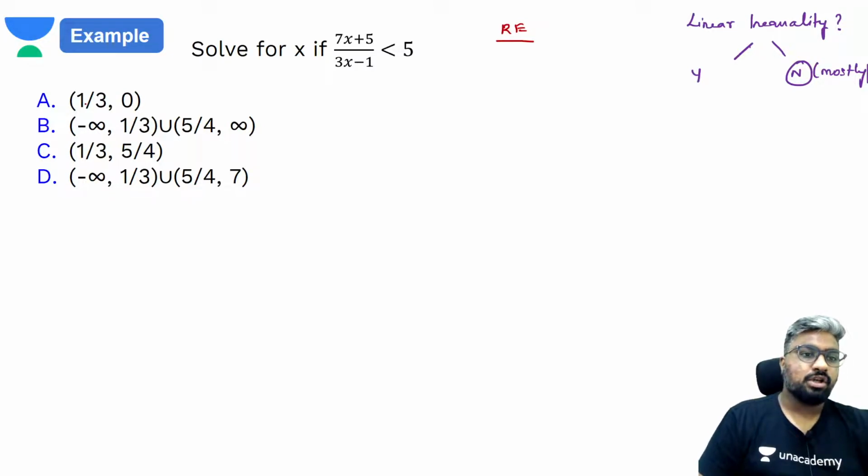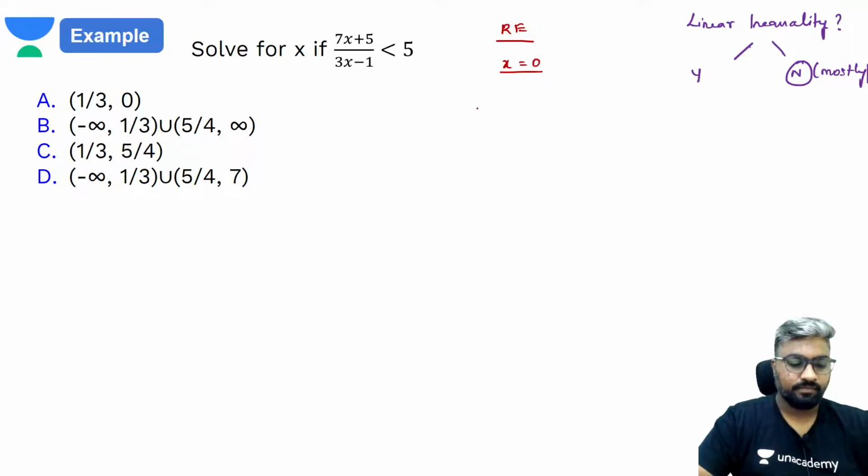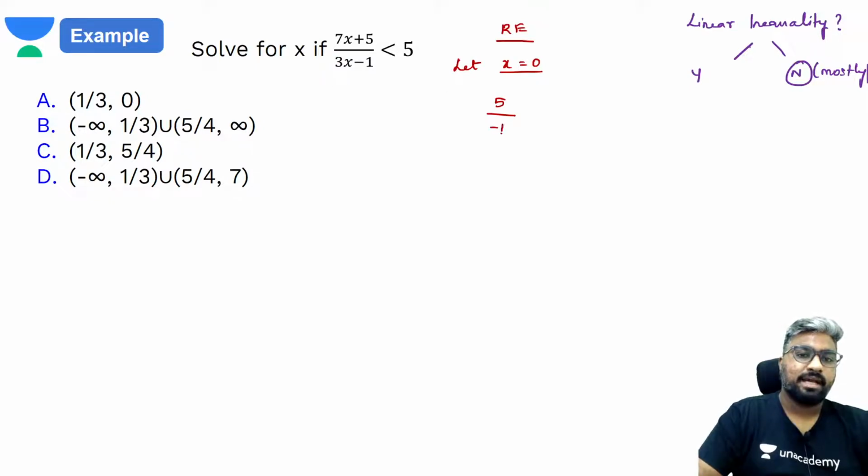Okay, so look at this, 1 by 3 comma 0. Here you have negative to positive value, matlab 0 included hai, yahan pe 0 nahi included hai, yahan pe 0 included hai, right? So if I plug in x equal to 0, then what will happen? 7 into 0 plus 5 is 5, divided by 3 into 0 minus 1 is minus 1, is less than 5, which is minus 5 is less than 5. Is it true or false, guys?